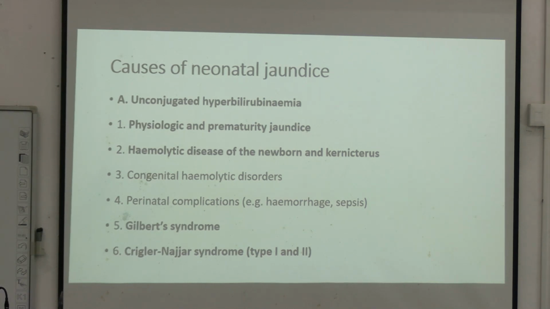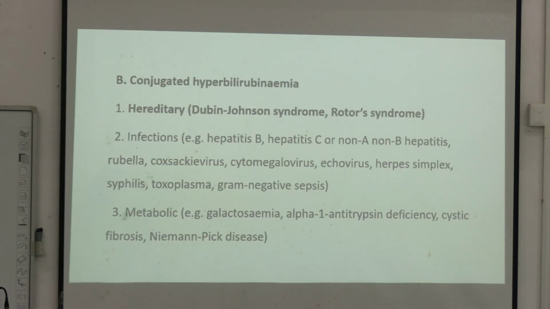So causes of neonatal jaundice: unconjugated hyperbilirubinemia, physiologic and prematurity jaundice, hemolytic disease of the newborn, congenital hemolytic disorders, perinatal complications, Gilbert syndrome, Crigler-Najjar syndrome type 1 and type 2. Then conjugated hyperbilirubinemia, hereditary Dubin-Johnson syndrome and Rotor syndrome. Infections, hepatitis B, hepatitis C, or non-A, non-B hepatitis, and metabolic, galactosemia, alpha-1 antitrypsin deficiency, like this.